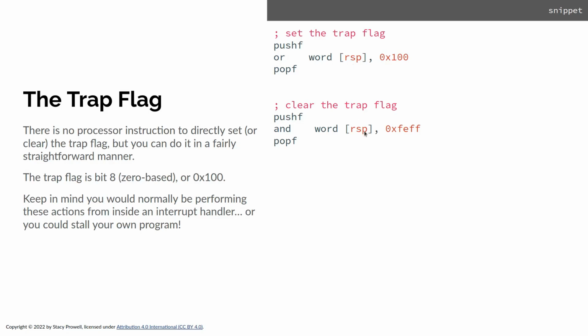But wait, you may say, what about if I set it, then I'm going to execute that instruction and halt? Not quite exactly the way that it works. You'll have to jump to the instruction, and then you'll get your single step. There you go. Trap flag.